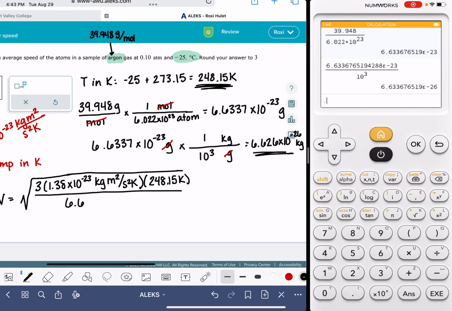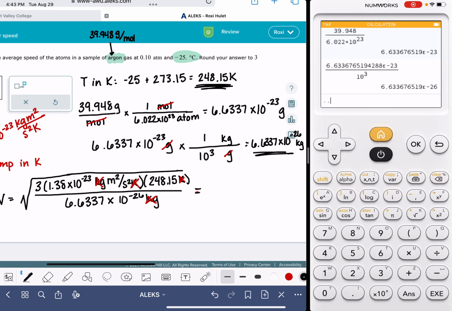6.6337. I just had Avogadro's number on the brain. 6.6337 times 10 to the negative 26 kilograms. We can take a look at how our units are canceling. The kilograms are going to cancel. Kelvin will cancel. We're going to end up with units of meters squared over second squared, but then we're going to square root that. So we're going to end up with units of meters per second, which is perfect.